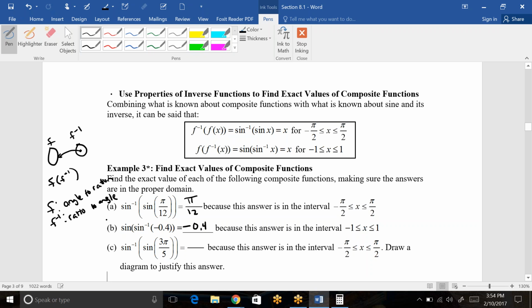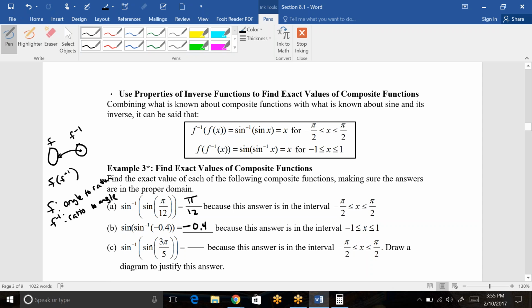So what this is saying is if I do my regular old sine, I go from an angle to a ratio. Then I plug it into the inverse and I go from that ratio back to that angle. That's why you get the exact answer there. Angle to ratio and then ratio back to angle. So you're just mapping once and then mapping right back. So that's kind of what's going on.